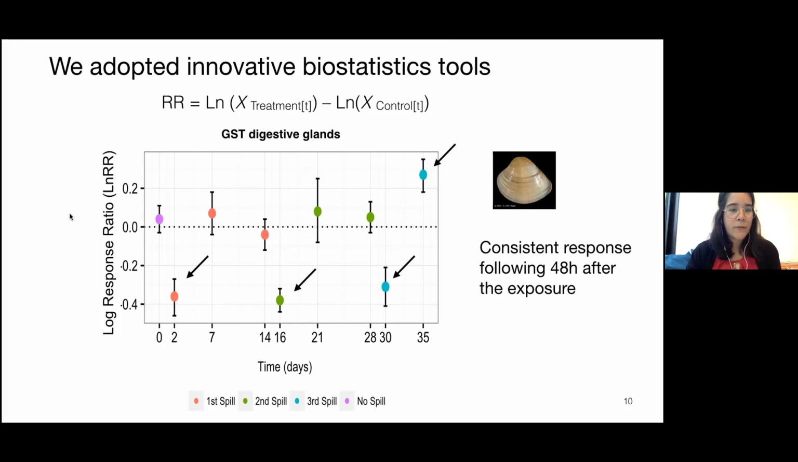So the figure, what we have to read is that if the confidence intervals are crossing the line at 0, it means that there are no significant differences at that point at that day regarding their control. So in a nutshell, for GST in digestive glands of the bivalve, we saw that they have a response 2 days after each spill, in which the enzyme was, you could say, downregulated; it was inhibited. The activity was inhibited. And what was nice to see was that the response was consistent for the 3 different spills.